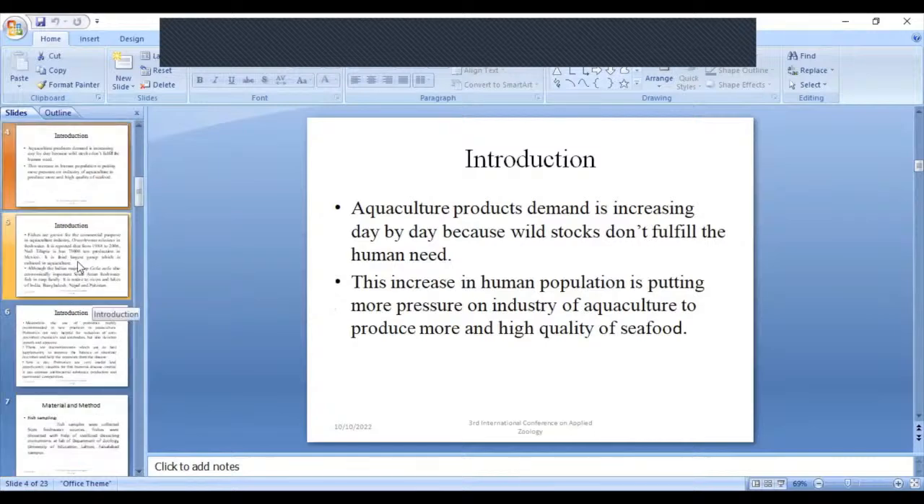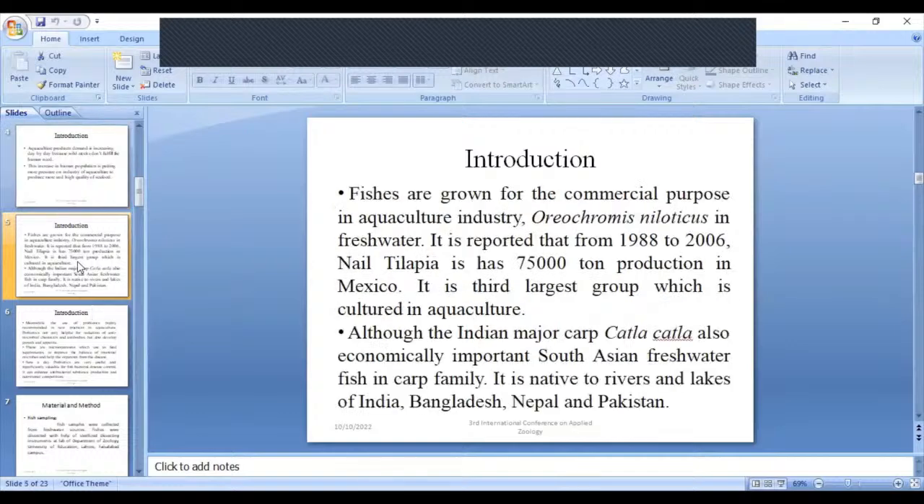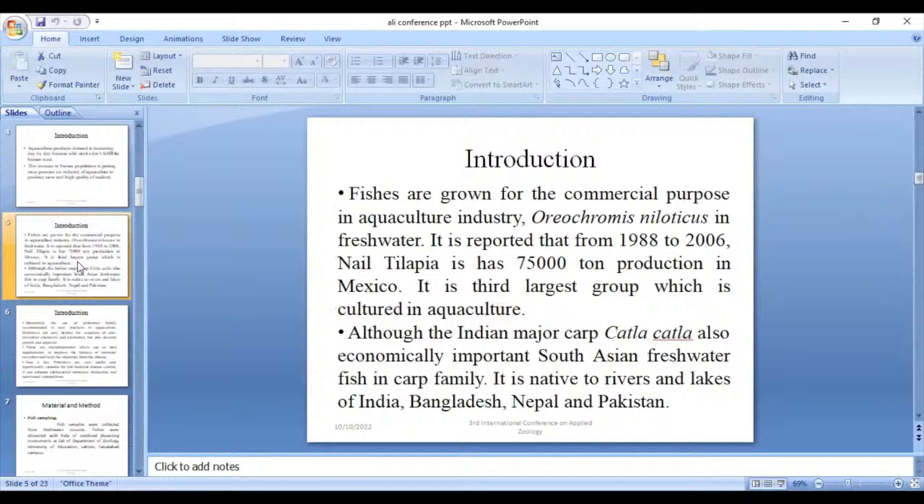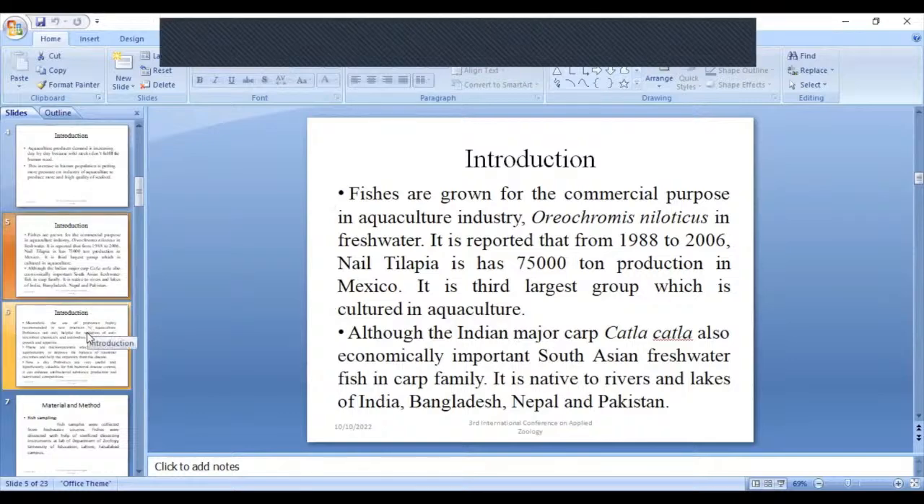This increase in human population is putting more pressure on the aquaculture industry to produce more and higher quality seafood. Fishes are grown for commercial purposes in the aquaculture industry, such as Oreochromis niloticus in freshwater. It is reported that from 1988 to 2006, Nile tilapia had 75,000 tons of production in Mexico. It is the third largest group cultured in aquaculture.